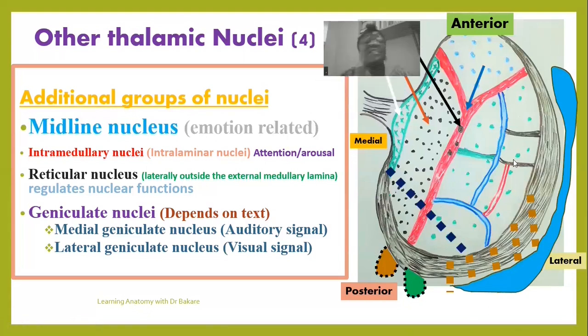So these are the different nuclei that we have within the thalamus, and also other supporting or additional nuclei that are also seen and also contributing to the function of the thalamus. In a subsequent lecture, we would be establishing how these actions are exhibited.